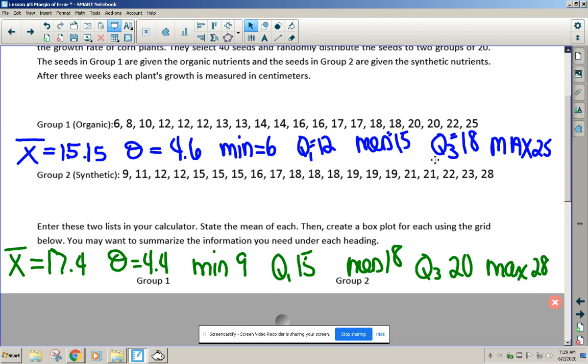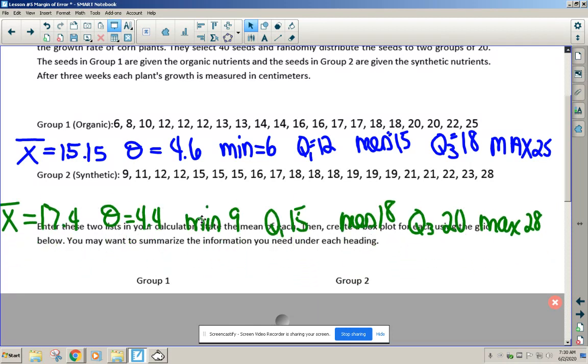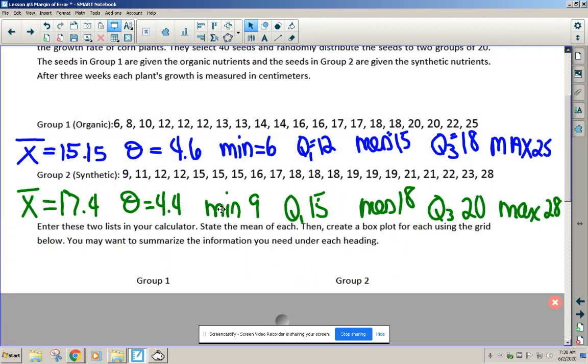Your median is 15, and that would be because it was right here between 14 and 16. And your quartile 3 was up here at 18. And so if you had to draw a box and whisker, do it above the line. Our second group, group 2, here's our mean, 17.4. Our standard deviation is 4.4. Our minimum is 9. Quartile 1, 15. Median is 18. Quartile 3 is 20. And our maximum is 28.